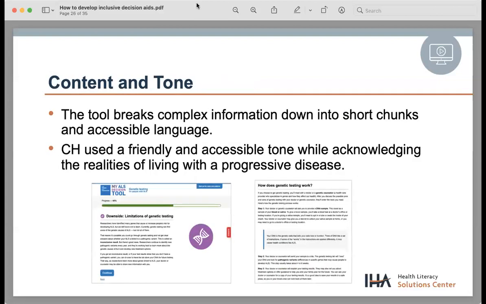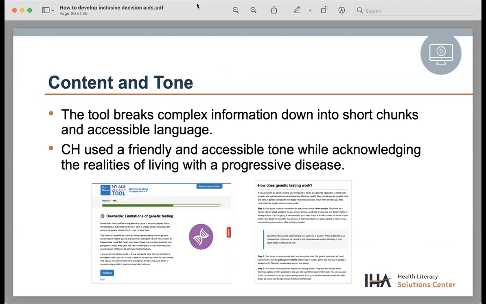Next, with ALS in particular, there's a lot of complexity in not only the medical content. Explaining ALS is a very complex disease, and it's important to break down how ALS affects the body in a way that's relevant to the specific treatment options that people are considering.